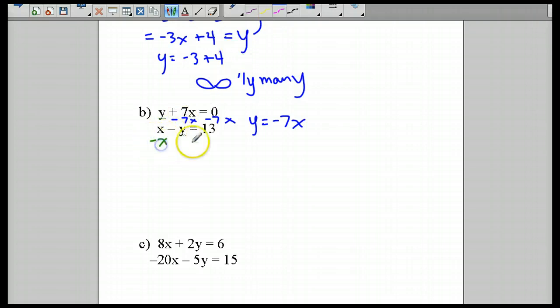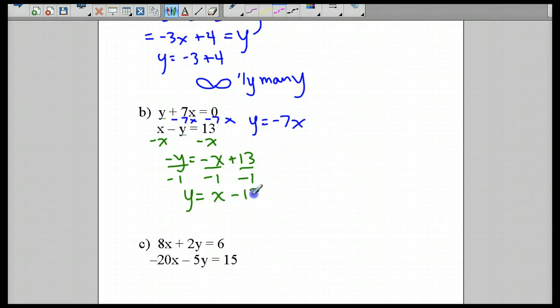I'll do the next one in green. This one I'm going to subtract x from both sides. So I get negative y equals negative x plus 13. Well, I can't have a negative y, so I divide this by negative 1. If I divide this by negative 1, I have to divide this by negative 1, and I have to divide that by negative 1. So my final equation being y equals x minus 13, basically just changing all the signs.